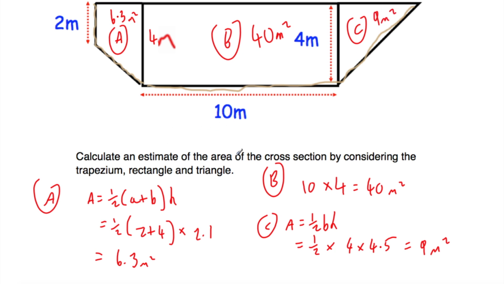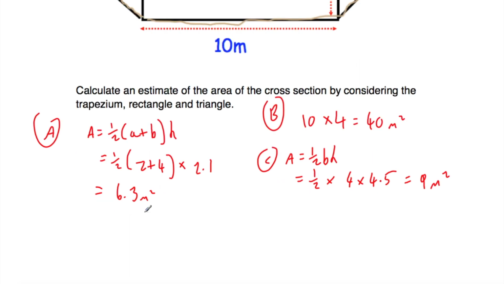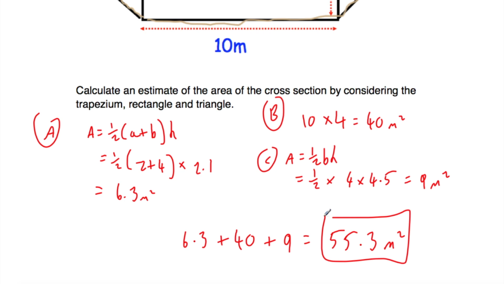So now we want to find an estimate for the area of the cross section. The area of this part is 6.3 meters squared. The area of this part is 40 meters squared. The area of this part is 9. Let's just add them all together. So that's 6.3 plus 40 plus 9. And whenever we work that out, it's a calculator question, you can just type that into your calculator, and it's equal to 53.3 meters squared. And that's it. And if you got that, well done.